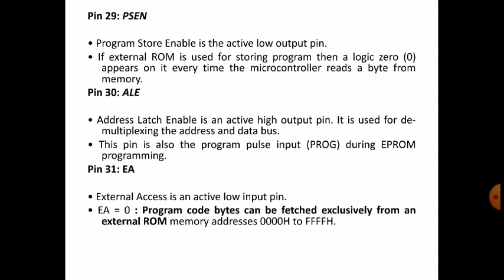See, this range is 0 to FFFF. That means how much memory is represented in this range? The last is FFFF, 4 ones. Each digit has 4 ones, total 16 ones. So we have 2 power 16, that is 2 power 10 into 2 power 6, 64 kilobytes.